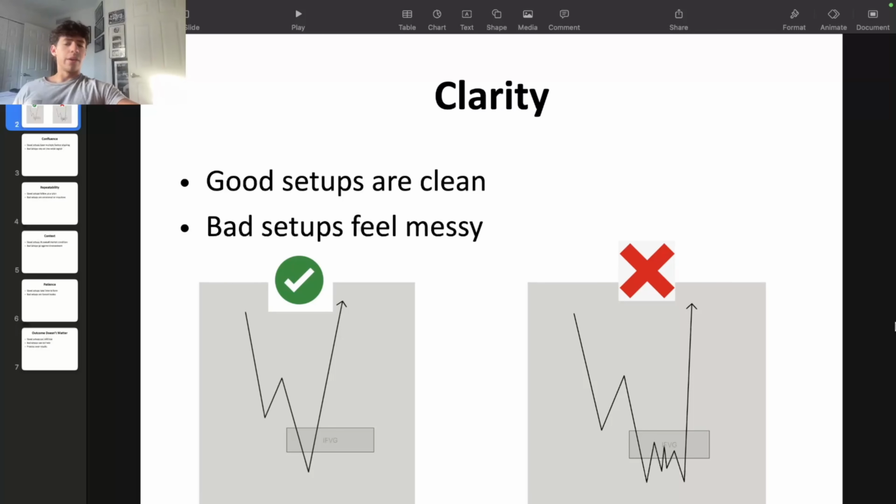Number one, clarity. Good setups are clean, bad setups feel messy. Firstly, for example, this setup right here, you created your bearish gap, and then what happened? Price, with momentum, inversed it. Boom. Without tapping into it multiple times, it just completely inversed it. Some people call it a death candle. Okay? So this setup right here would be considered a bad setup.